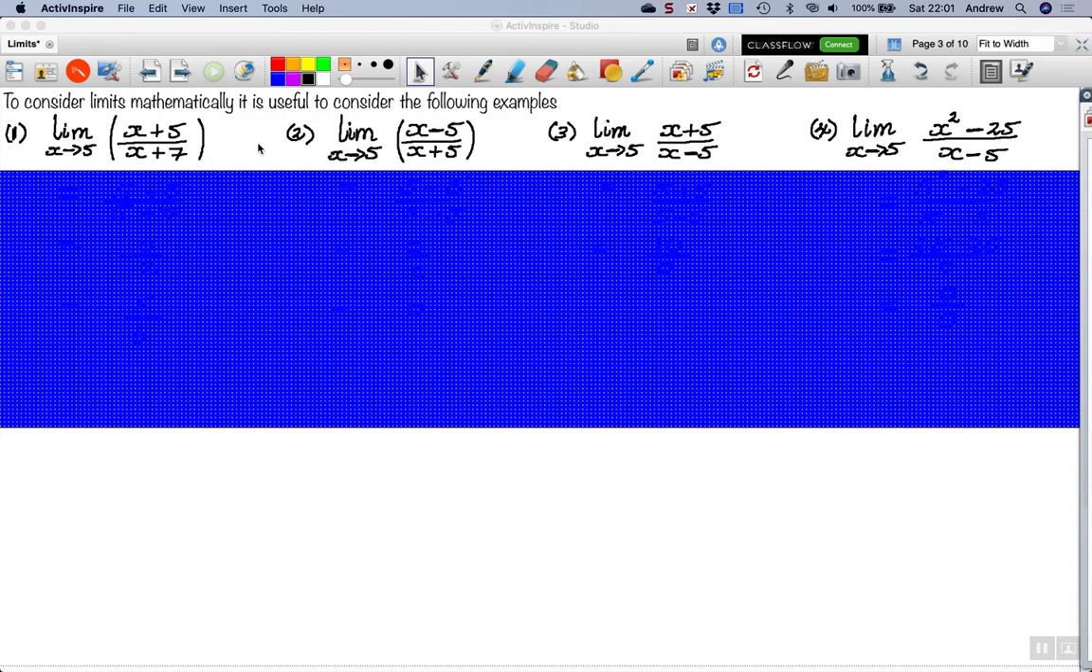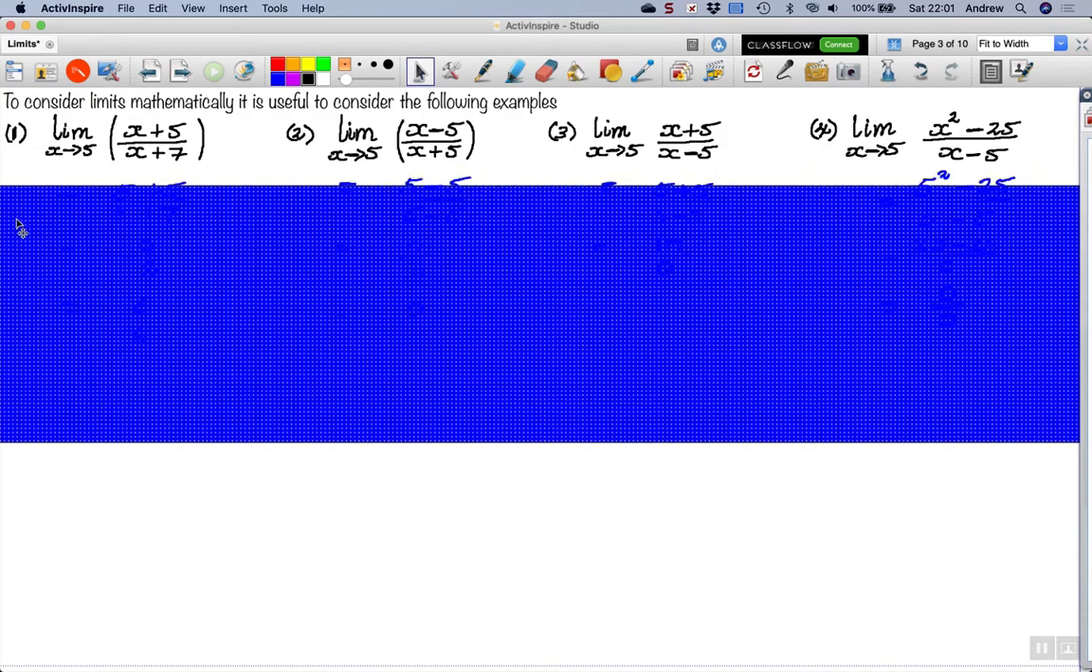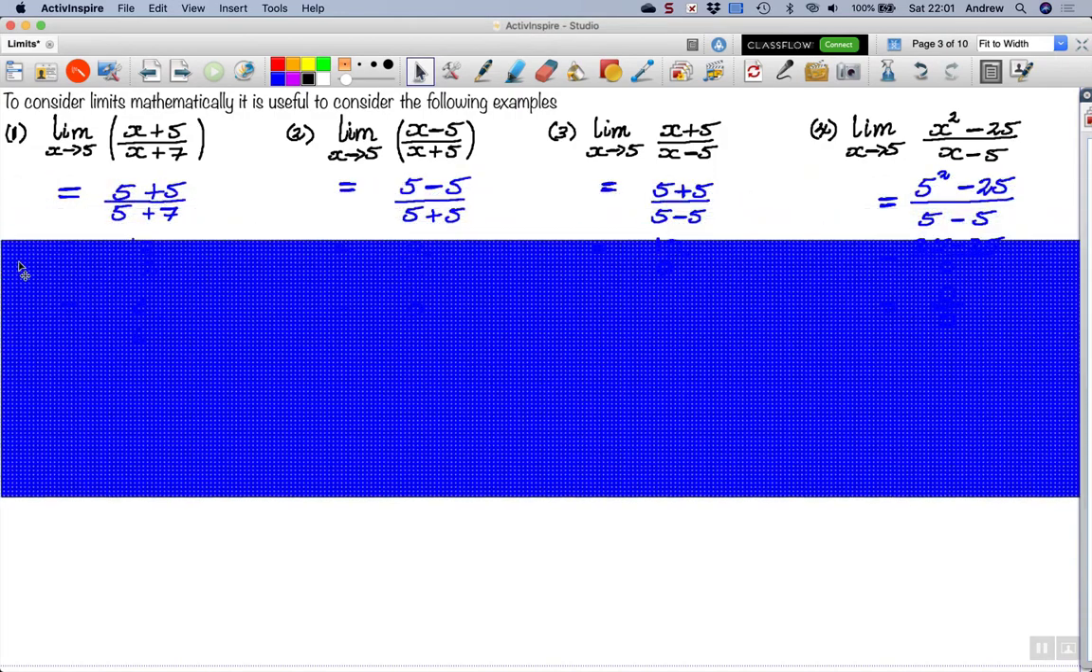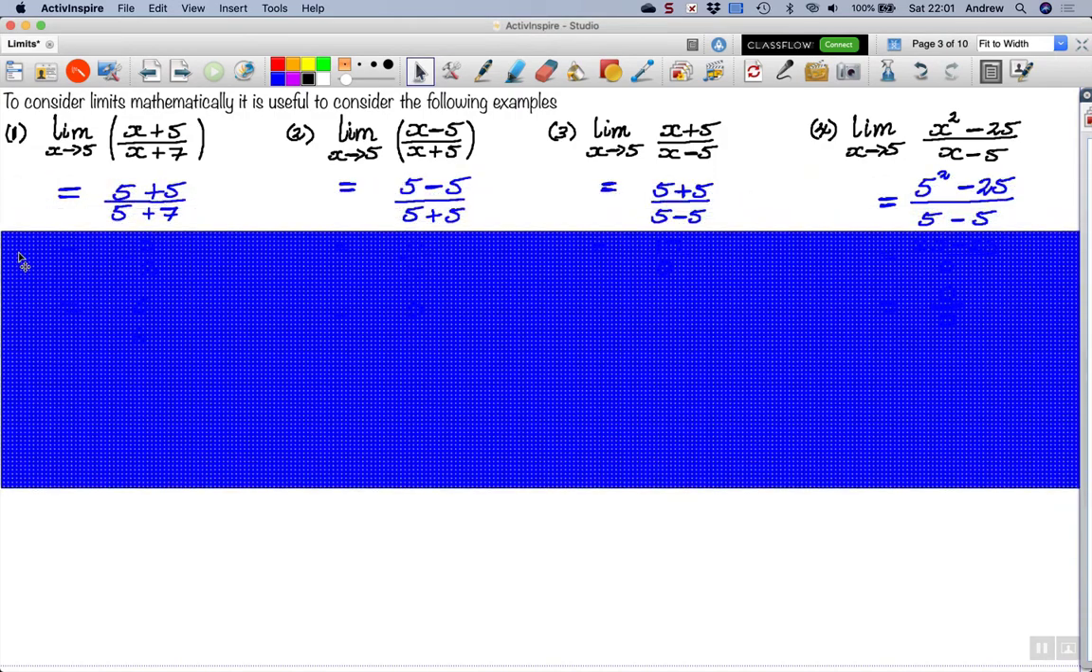Now we've got 4 examples here. You can pause the video at any time, any line, just to help you work it out. So I can go fast, but you just need to pause and copy down as you go. Let's do it line by line. Let's look at the first line. So what have I done in the first line? It's very simple. I've literally replaced the x by 5 in each case.